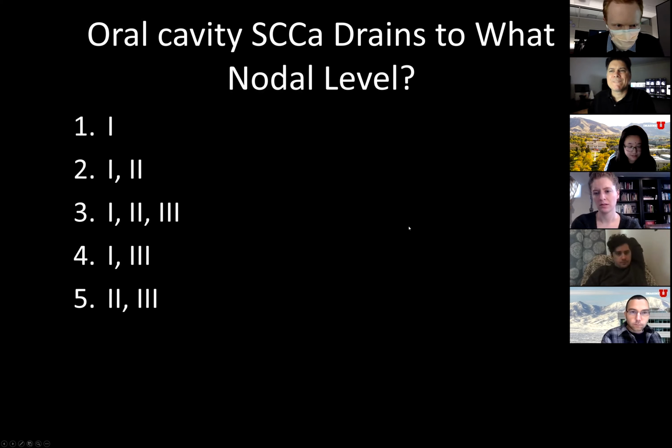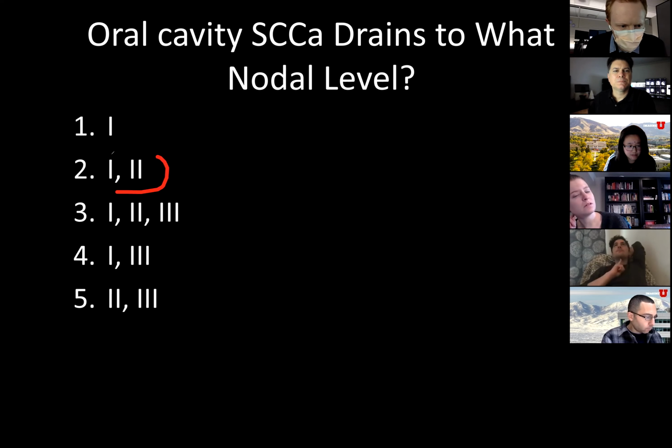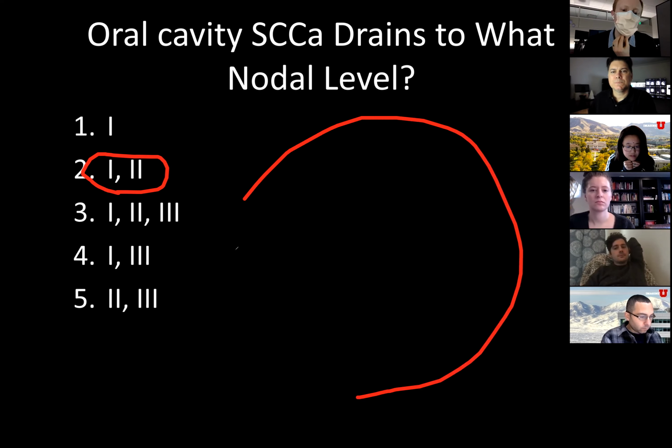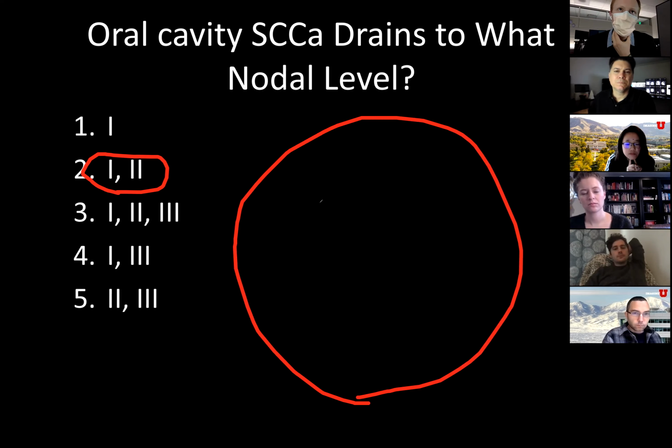So oral cavity, I would think levels 1 and 2. Where's 1 and 2? Number 2, yeah. So where is level 1? Oh, sorry, level 1. So 1A is kind of medial, below the chin. 1B, go a little bit lateral, adjacent to the mandible, but anterior to the submandibular glands.